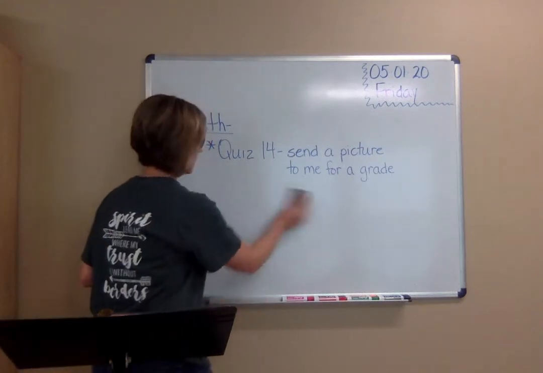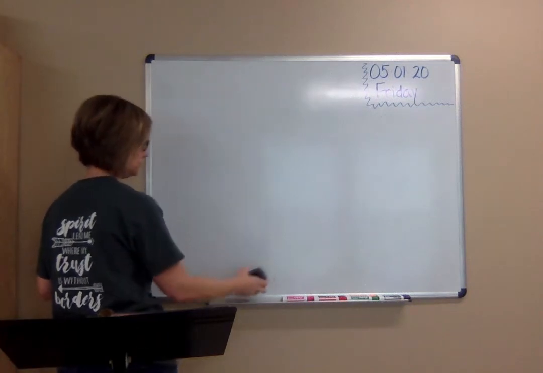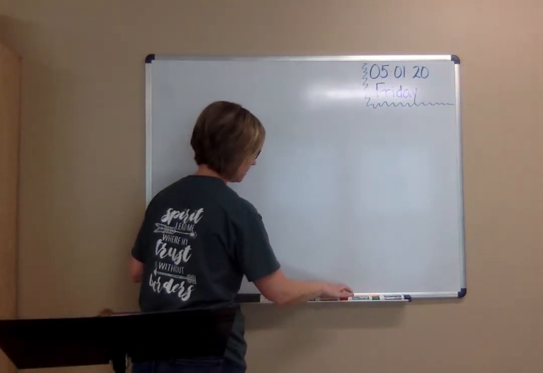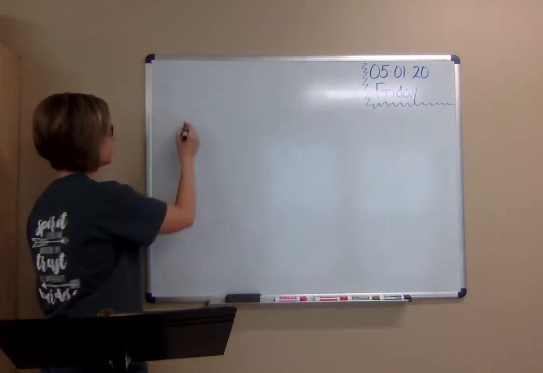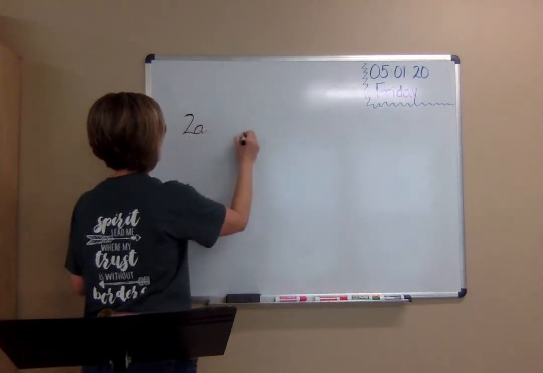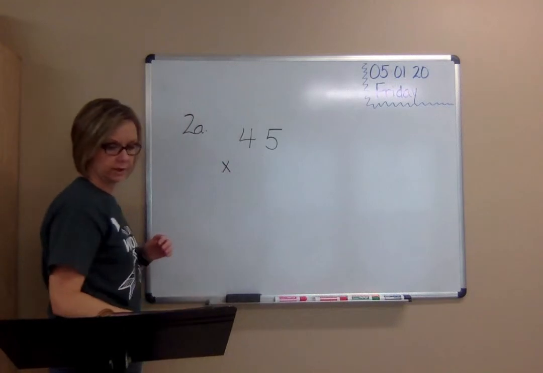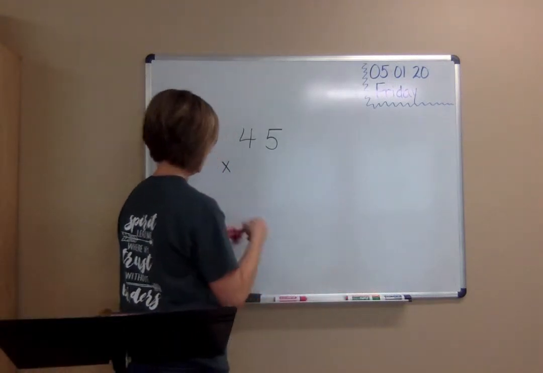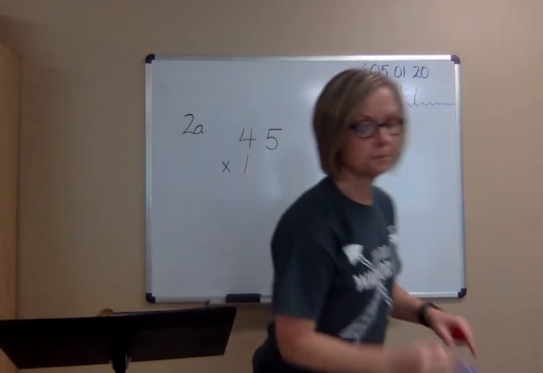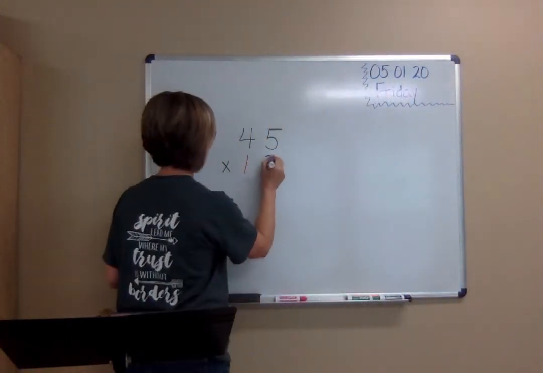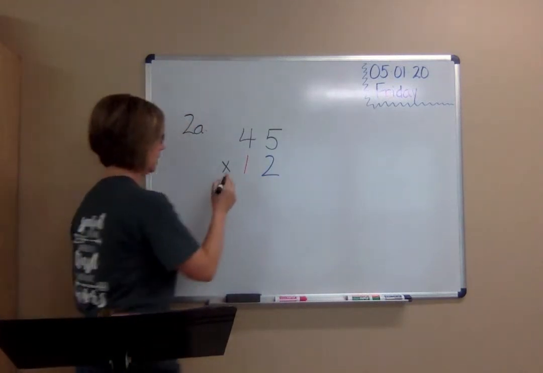Number 2, write the products. Let's do one of these together. You have 2A is 45 times, what do we have today? 12. Grab my blue. And here's our problem. All right.